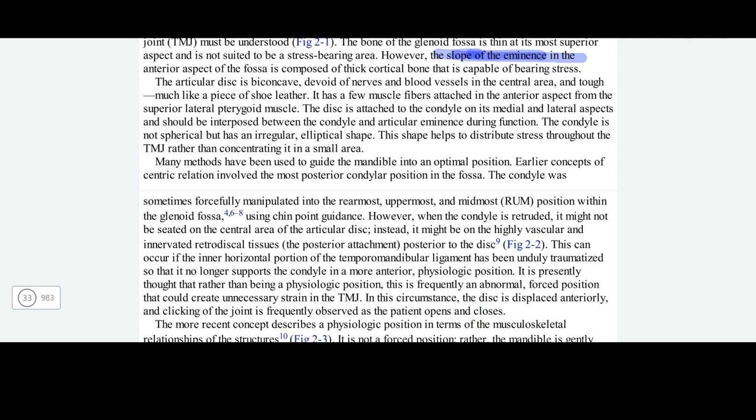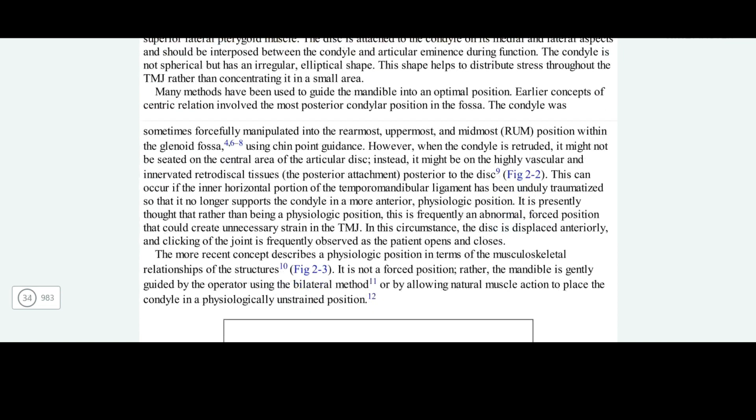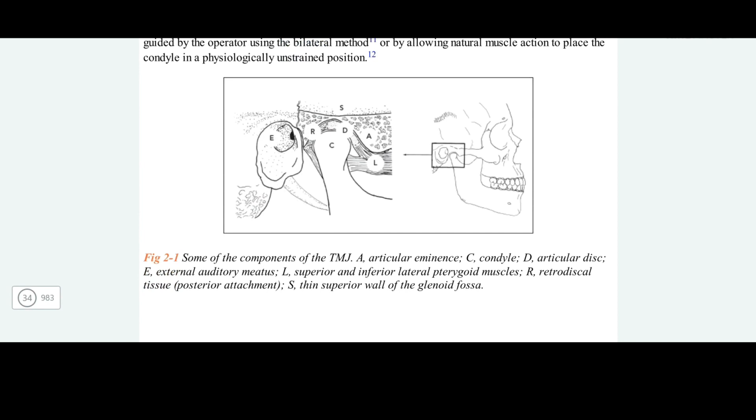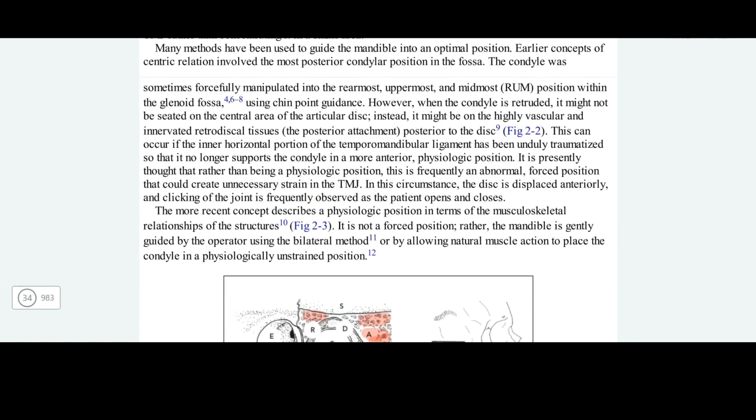Okay, let's begin. The slope of the eminence in the anterior aspect of the fossa is composed of cortical bone. Okay, that is bearing stress. So let's explain it by images. We could say here the articular eminence. The articular eminence is composed of thick cortical bone, okay, that is capable of bearing stress.